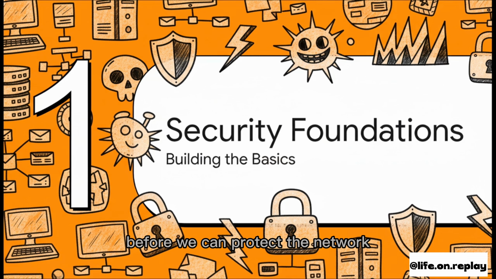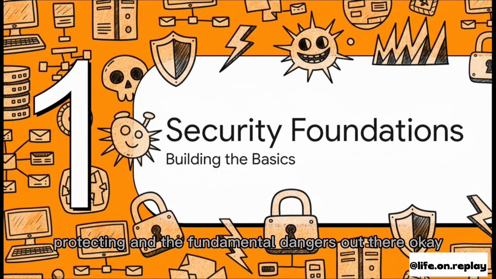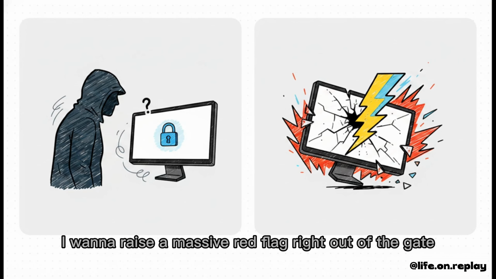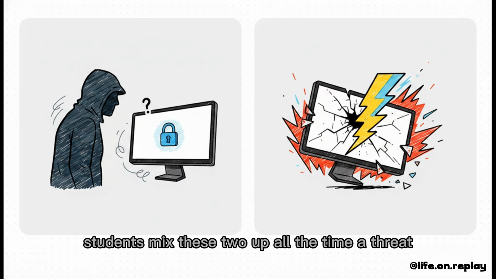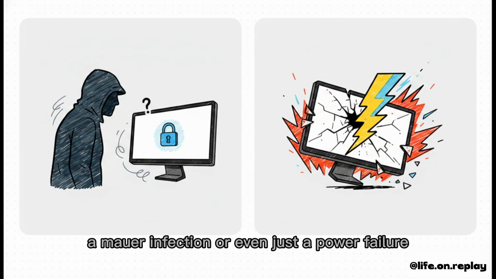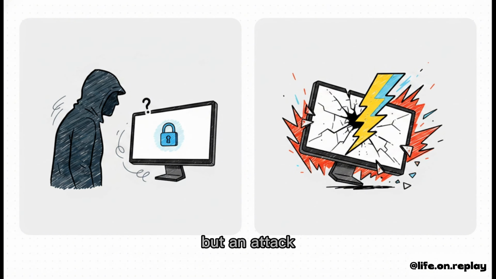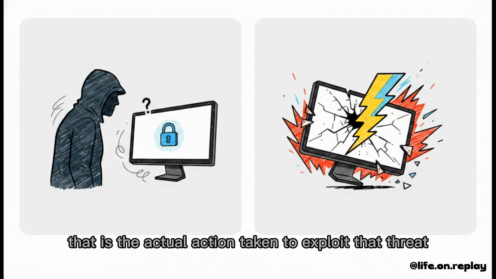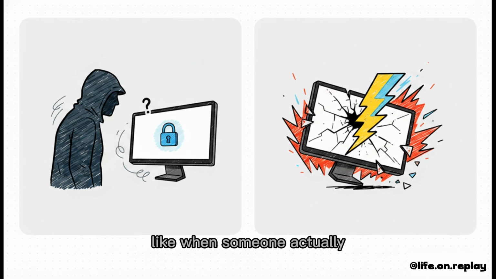All right, starting with Section 1, the security foundations, building the basics. Before we can protect the network, we really need to understand what we're actually protecting and the fundamental dangers out there. Okay, I want to raise a massive red flag right out of the gate. Students mix these two up all the time. A threat is just a potential danger, right? It's the mere possibility of a hacker, a malware infection, or even just a power failure. But an attack? That is the actual action taken to exploit that threat, like when someone actually installs ransomware on a computer or actively hacks an email account. Basically, the threat is the possibility, the attack is the reality.